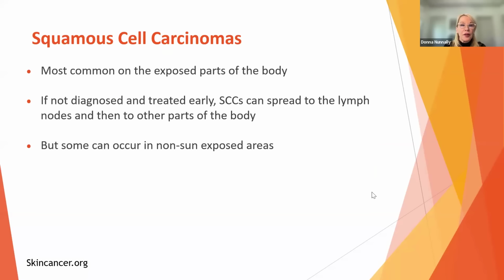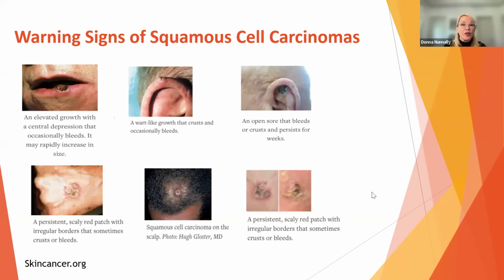of the body. But some squamous cells can occur in non-sun exposed areas, like the mouth, genitalia, and around the fingernails. And in these cases, it's usually associated with human papillomavirus or HPV. So let's take a look at what squamous cells can look like on the skin. It can be a persistent scaly red patch that sometimes crusts or bleeds, an elevated growth with a central depression that occasionally bleeds, a wart-like growth that doesn't heal, or an open sore that doesn't heal.